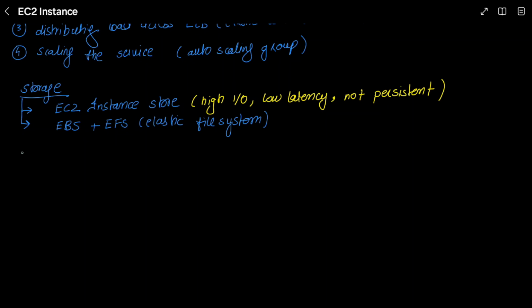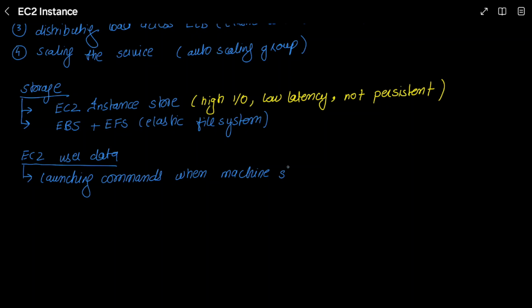Great. Let's talk about EC2 user data. EC2 data scripts or user data scripts are mostly used to bootstrap your instances. It's considered as some commands that you can run before an EC2 instance starts. So this can be, let's say, launching commands when the machine starts. And you can use these options for multiple reasons.